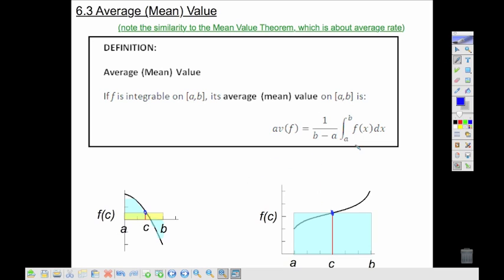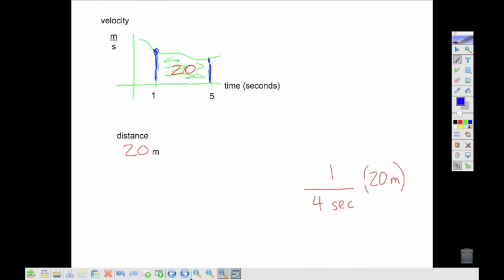And so we would do that by taking the integral over that interval in question, but then dividing it by the distance that we're covering. We're going from A to B here.